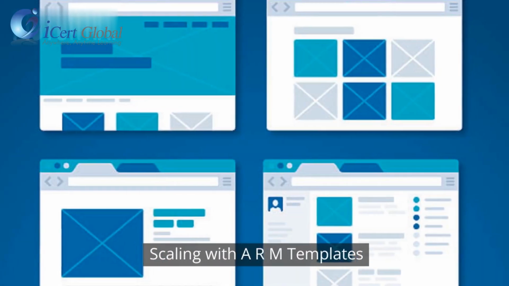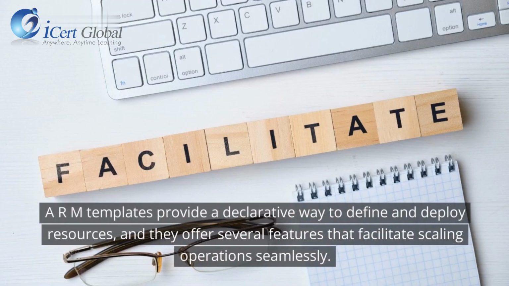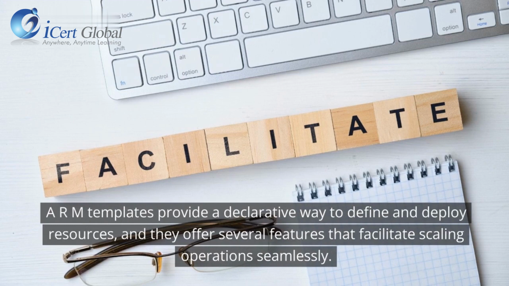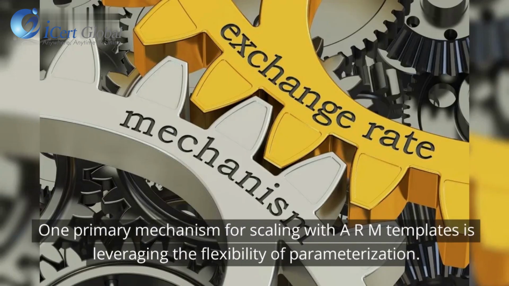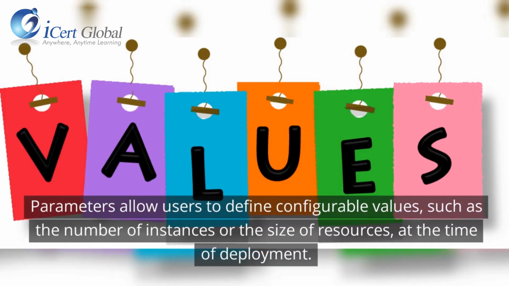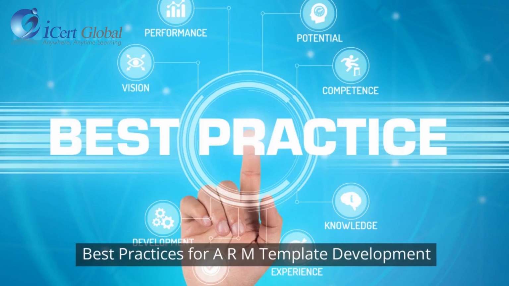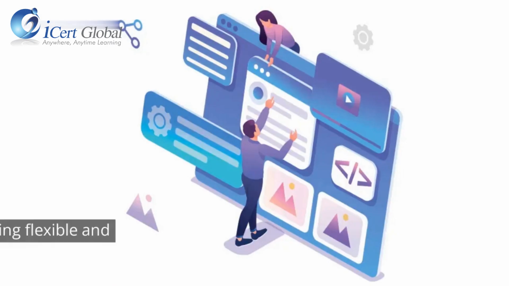Scaling with ARM templates. ARM templates provide a declarative way to define and deploy resources, and they offer several features that facilitate scaling operations seamlessly. One primary mechanism for scaling with ARM templates is leveraging the flexibility of parameterization. Parameters allow users to define configurable values, such as the number of instances or the size of resources, at the time of deployment.